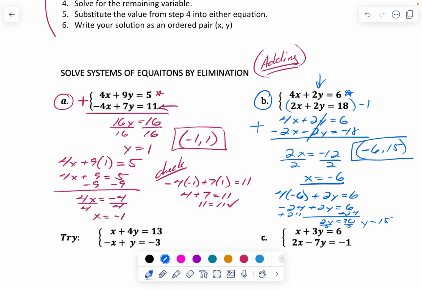That's kind of some big numbers there. I want to check it. So to check it, I'm going to plug into this second equation. So 2 times negative 6 plus 2 times 15, does that equal 18? Well, negative 12 plus 30, we get 18 equals 18. Yep, it does check out.